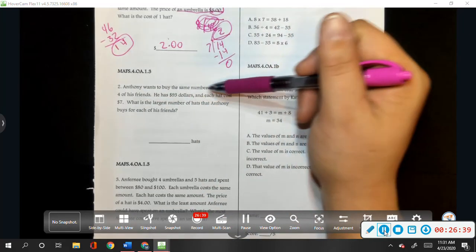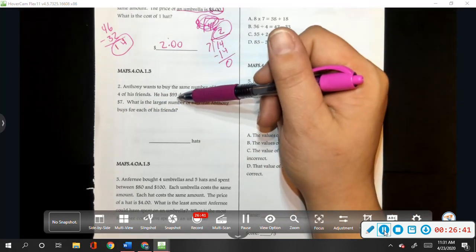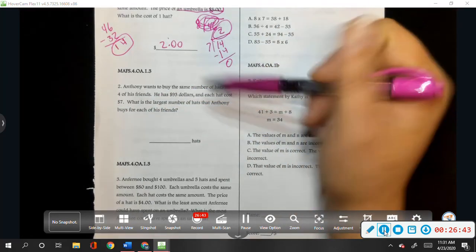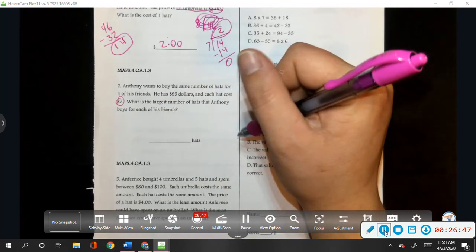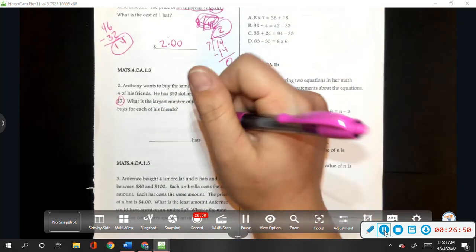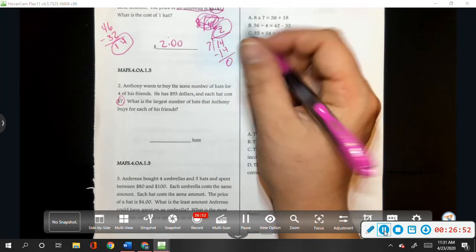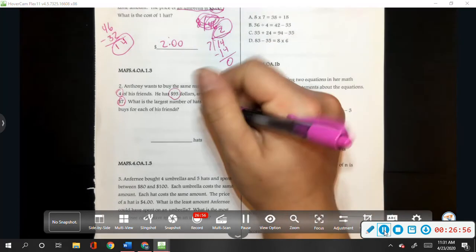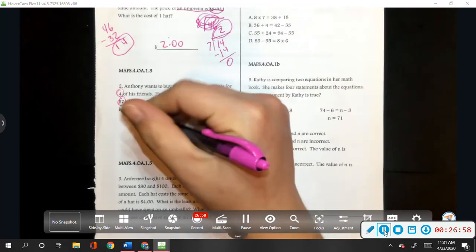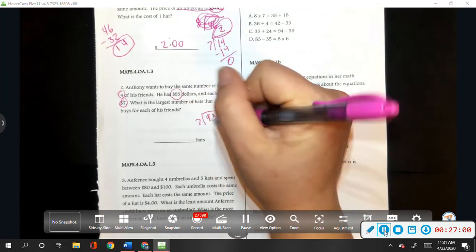Number 2. Anthony wants to buy the same number of hats for 4 of his friends. He has $93 and each hat costs $7. What is the largest number of hats that Anthony can buy for each of his friends? So we have 4 friends here. He has $93. Each hat's going to cost $7, so we're just going to divide that out.